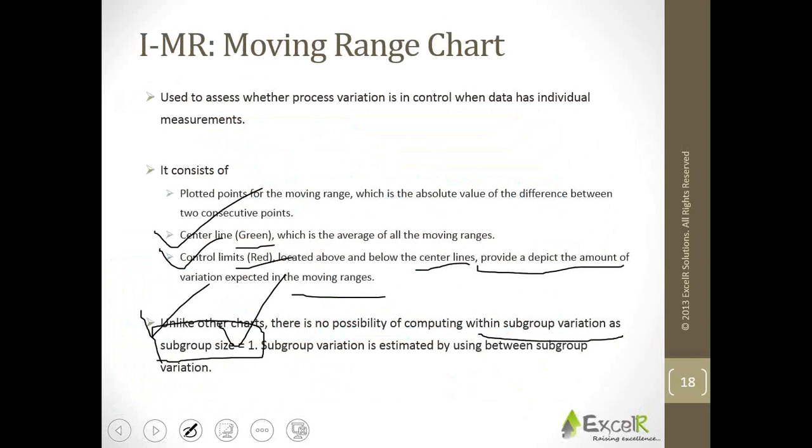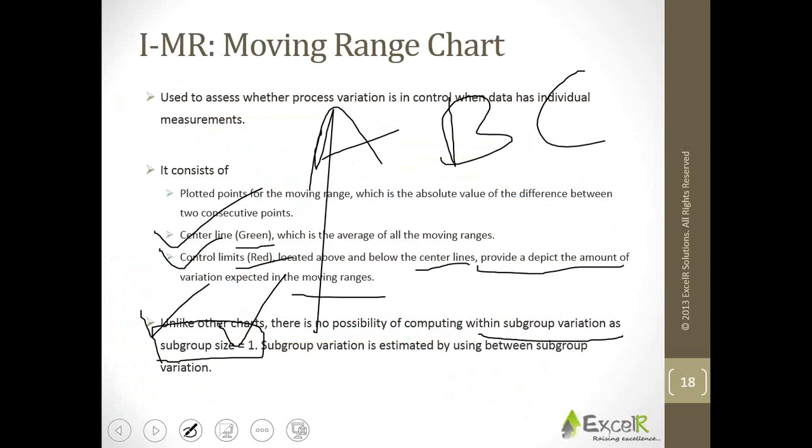Subgroup variation is estimated by using between subgroup variation, which we learned. That means if you have machines, 2 machines, 3 machines, etc. Subgroup variation between these two is estimated by using between subgroup variation. So I'm checking variation between these two.